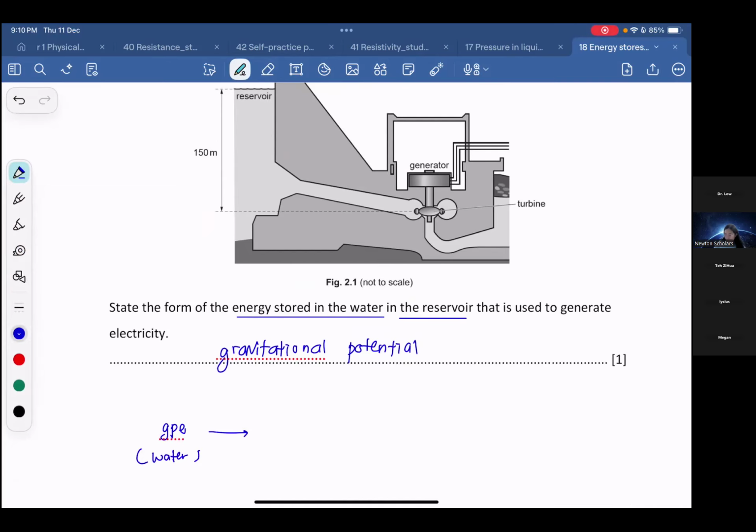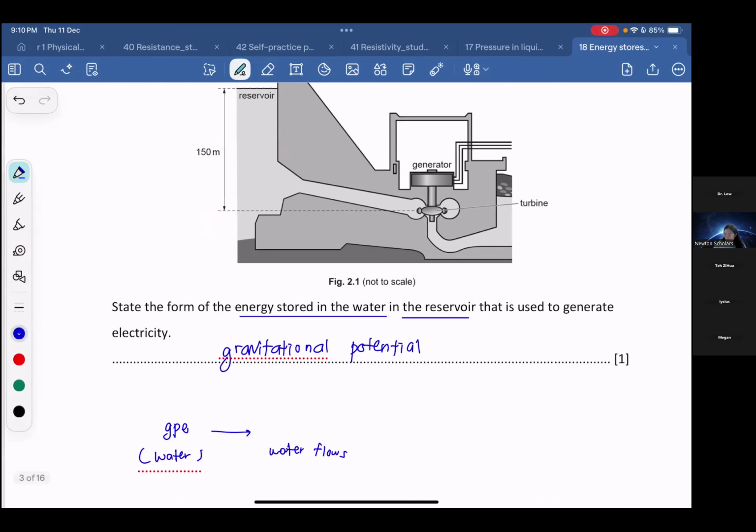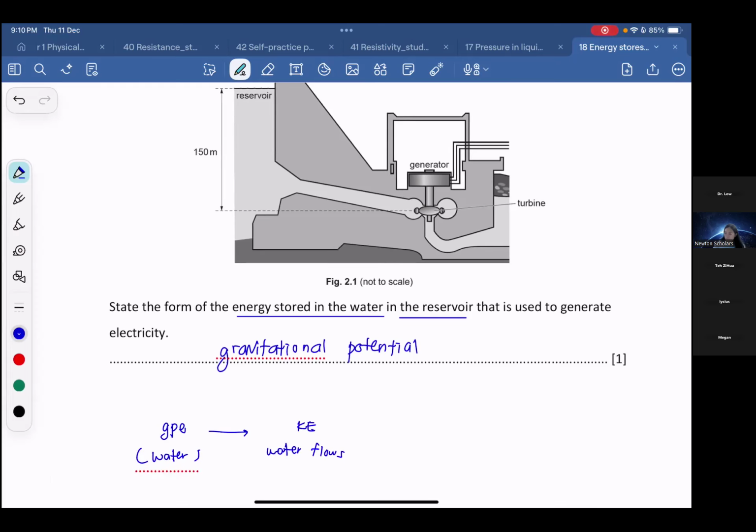Then after that, water flows. Okay, flowing. So this one is kinetic energy. And then it turns the turbine. Turbine turns. Generator turns. So this one also is kinetic energy. And last, okay, we generate electricity. So this is electricity.